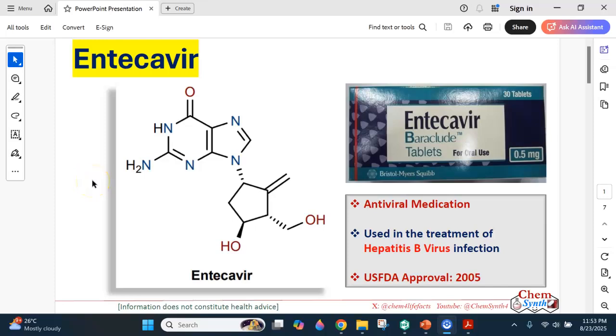Hello everyone. Today I will discuss about drug molecule Entecavir. It is an antiviral medication used in the treatment of hepatitis B virus infection. Here is the chemical structure for the molecule.